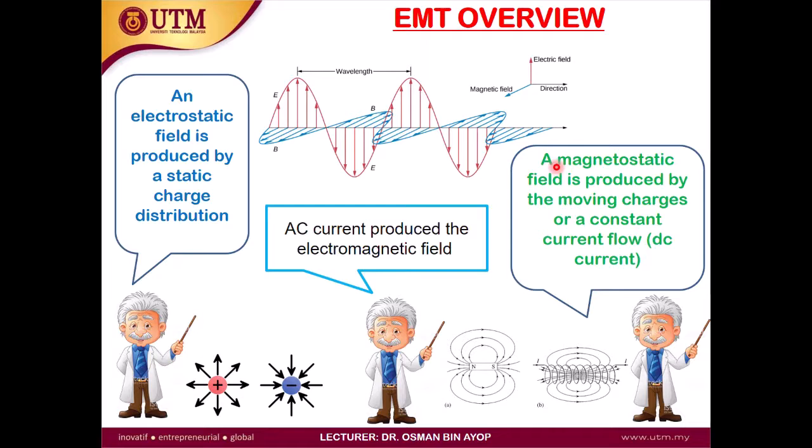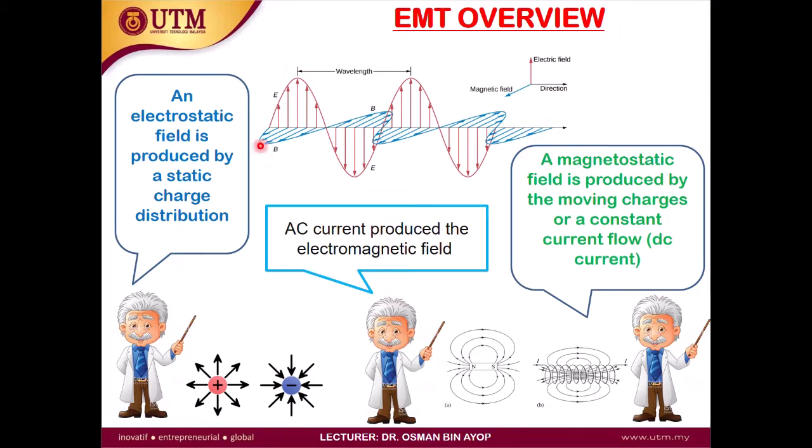Next, a magnetostatic field is produced by a moving charge with a constant current flow, or well known as DC currents. This is when the static charge starts to move with a constant velocity. And the third part, we have AC currents. AC current will produce the electromagnetic field. This is an electromagnetic field.